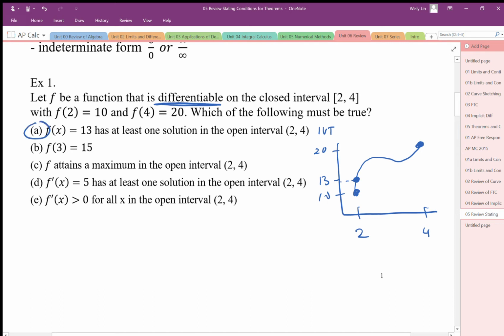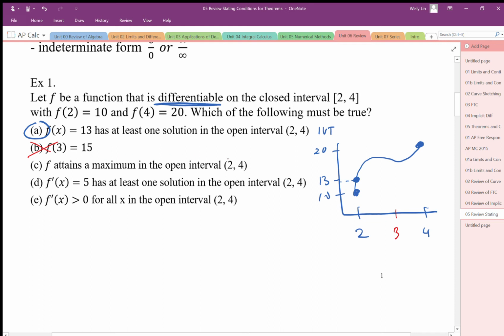B says f of 3 equals 15. So f of 3 is right here, right in between, and it has to equal 15. Well, that's not true because we don't know. We have no idea. That point at 3 could be way up here, or it could be way down here. So we can eliminate that as a possibility.